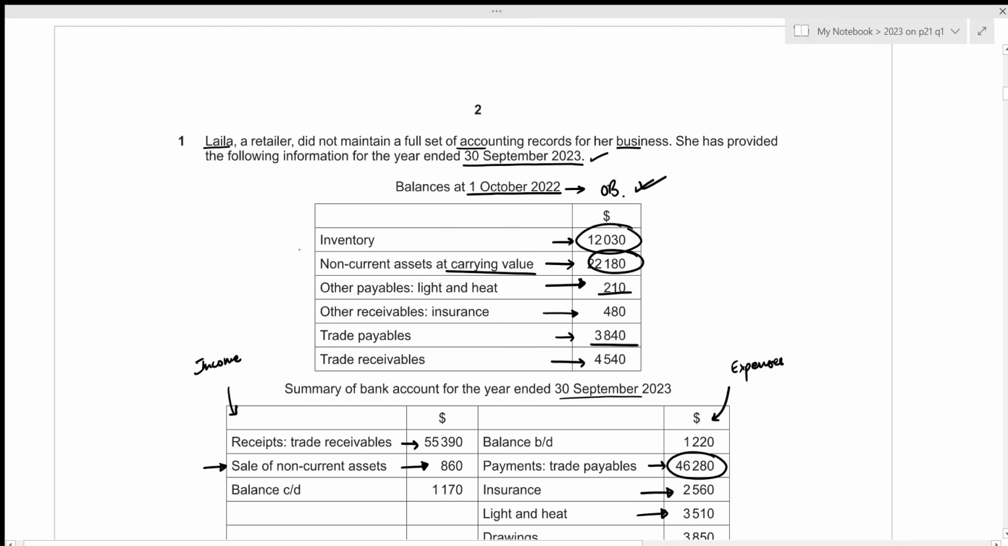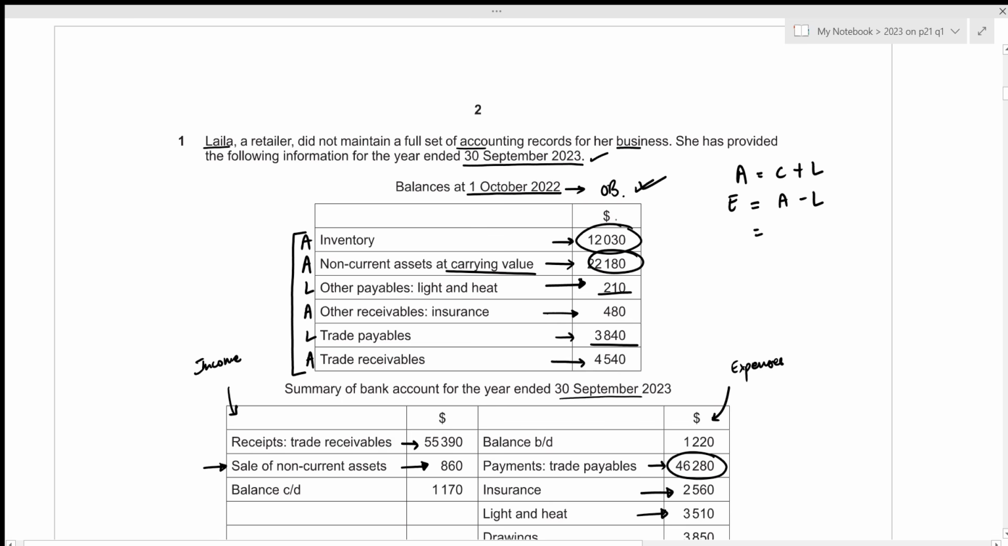and we can do so by utilizing the balances at our opening date. So we can categorize these as either assets or liabilities. So inventory is our asset, non-current asset, again an asset. Other payables is our liability, other receivables is our asset, trade payables liability, trade receivables are assets. And we can just utilize our accounting equation, which means that asset will be equal to capital plus liabilities. And capital is just going to be our equity.